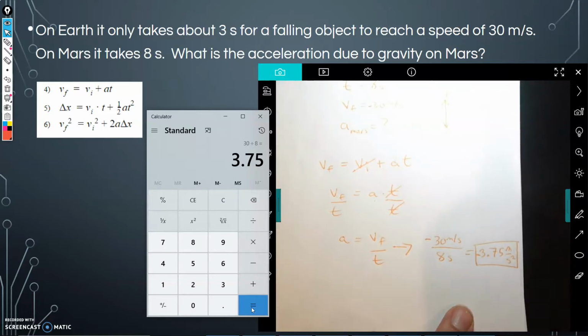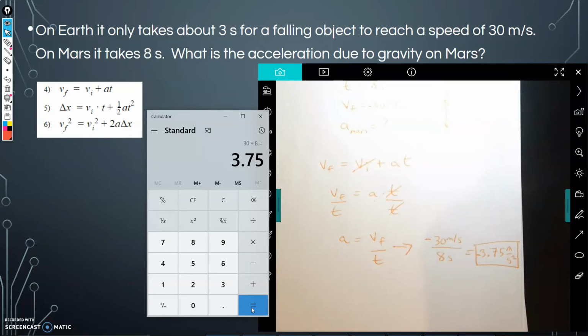But how does that compare? Remember, Earth's gravity accelerates objects at about 10 meters per second every second that they fall. On Mars, it only accelerates objects at about 3.75, 3 3/4 of a meter per second every second. So it's a little bit more than a third of what the acceleration is on Earth. So what does that mean? It means it's going to take things a lot longer to fall. Like we saw, 8 seconds instead of 3 seconds.